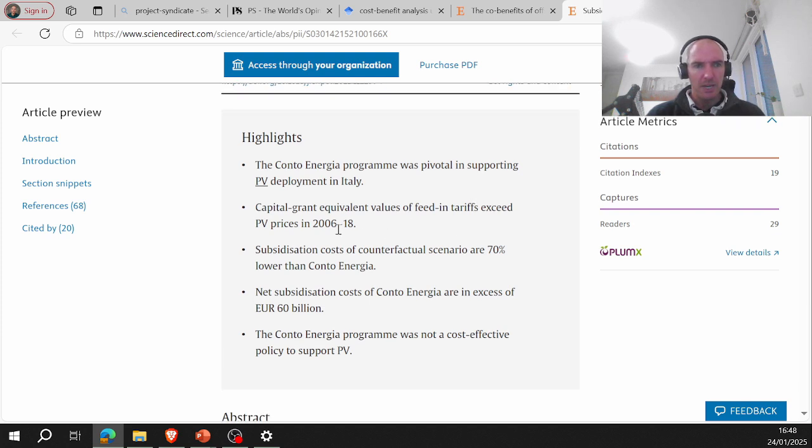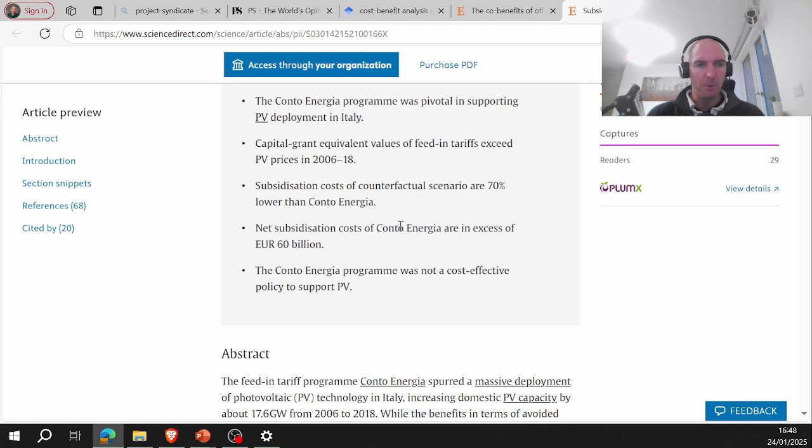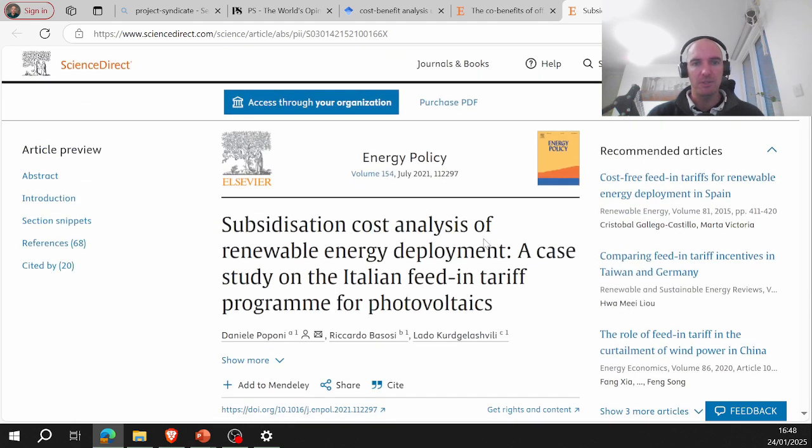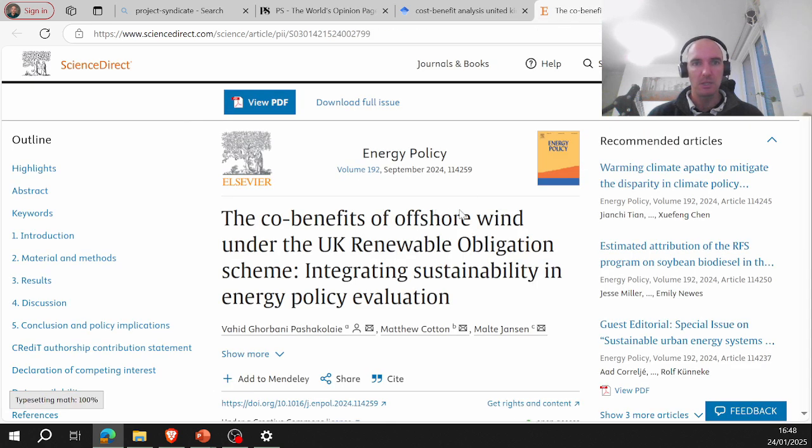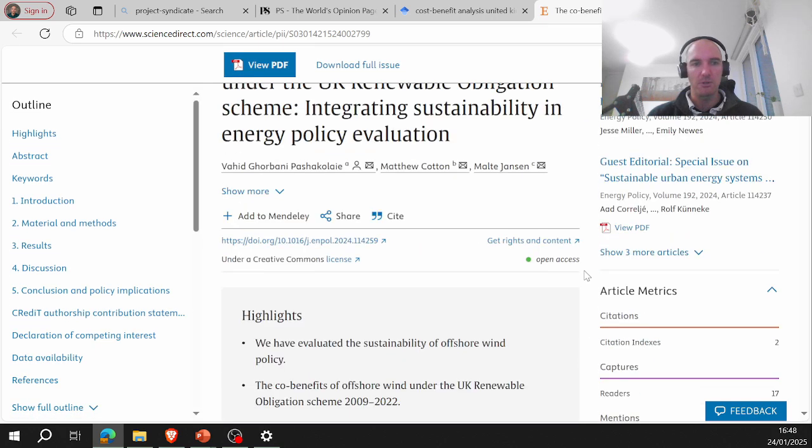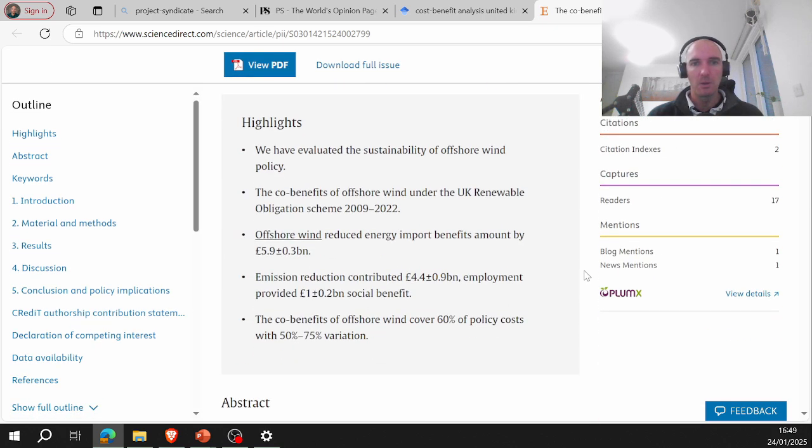So they have a feed-in tariff in Italy, and you might want to think about whether that feed-in tariff is useful to the UK. This is a cost analysis of that feed-in tariff. This is maybe a little bit too complicated for me to talk about specifically in a cost-benefit analysis. So let's have a look at this one instead. The co-benefits of offshore wind under the UK Renewable Energy Obligation Scheme, integrating sustainability and energy policy evaluation. Energy Policy is a very good journal. Very good, I don't know about very good, but it's a solid journal. Things that you read in here are reliable.